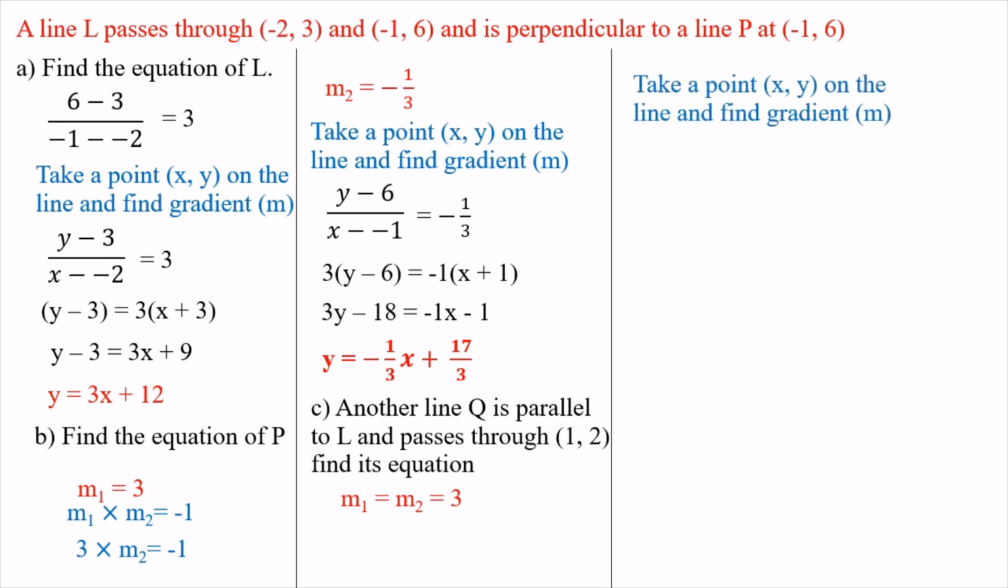Now we are going to take a point x, y on the line and find its gradient. So we find the change in y, that is y minus 2, over change in x, x minus 1. And this one should give us the gradient, which is 3. So when you cross multiply, you find that y minus 2 equals 3 into bracket x minus 1. And when you do that, you find that y minus 2 equals 3x minus 3. So add 2 both sides and you find that y equals 3x minus 1. So that is the equation of that line Q.